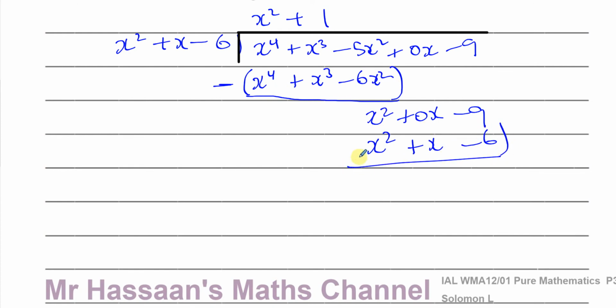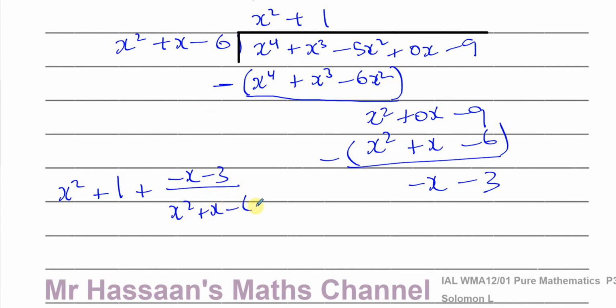Now we're going to subtract these two lines. These ones will cancel. We have 0 minus x, you get minus x, and minus 9 minus minus 6, which is minus 9 plus 6, which is minus 3. So we have the whole number part, which is x squared plus 1, plus the remainder, which is minus x minus 3, over the original denominator, which is x squared plus x minus 6.